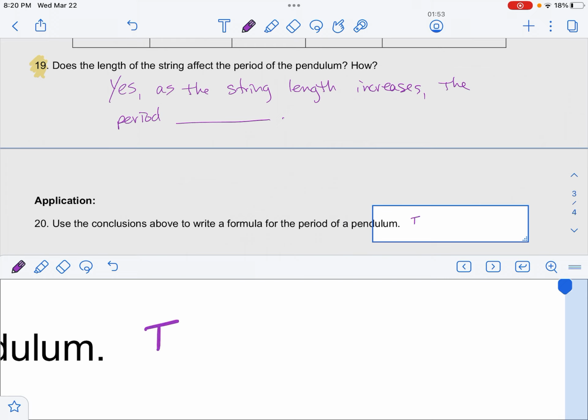T, right, the period of the pendulum, is equal to 2 pi, and you're going to say to yourself, why is there 2 pi in this formula? Well, think about that swinging pendulum as part of a circle, right? If it were to go all the way around, it would make a circle, so we're going to have 2 pi in there. And then the square root of L stands for length, over G.